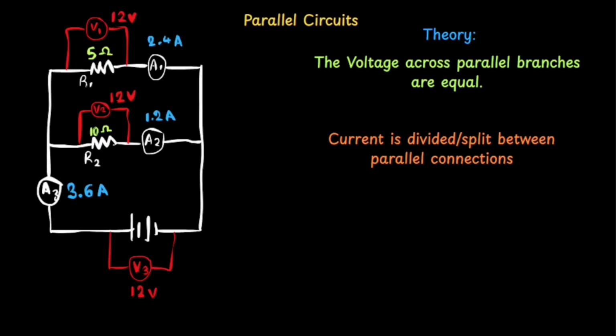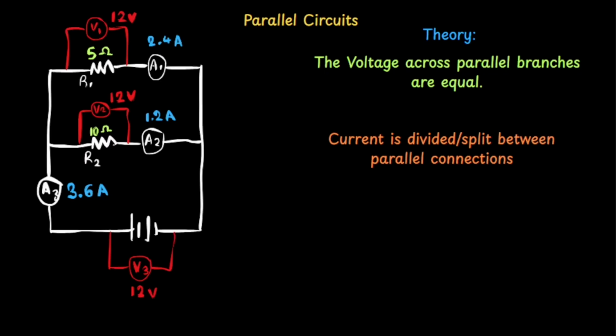On your screen, you can see that I have sketched a simple parallel circuit for us to investigate, to figure out the relationship between current, voltage, and resistance in a parallel circuit. This circuit is made up of two resistors connected in parallel with a battery. We have voltmeters measuring the voltage across each component. We have ammeters measuring the current that flows through each component.